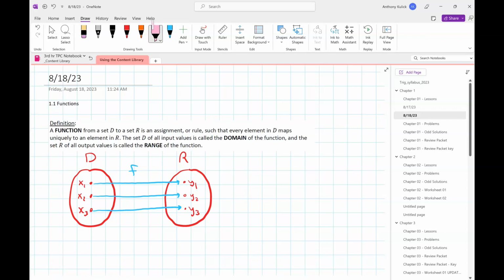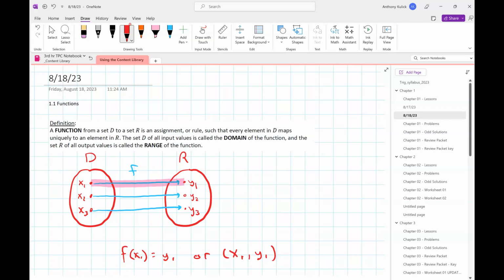So if I look at this arrow, what this is saying is that f of x1 is equal to y1, because x1 pairs with y1, or if you prefer, we can write it as an ordered pair, x1 comma y1. Is everybody okay with that?